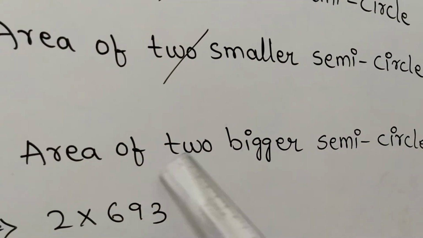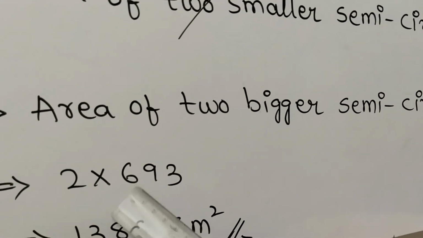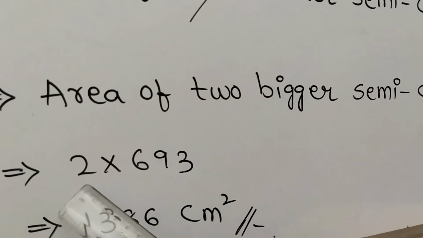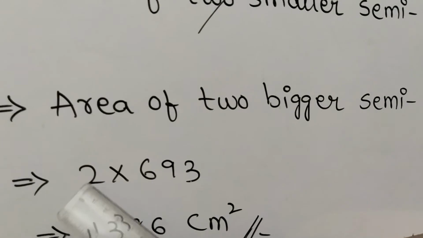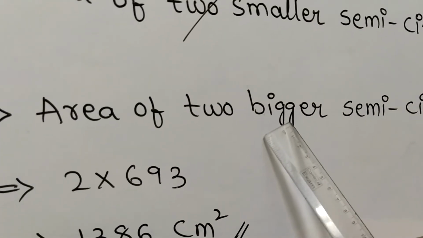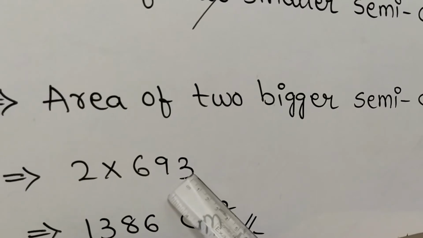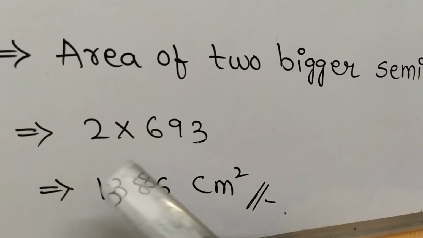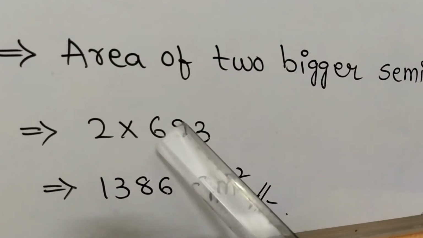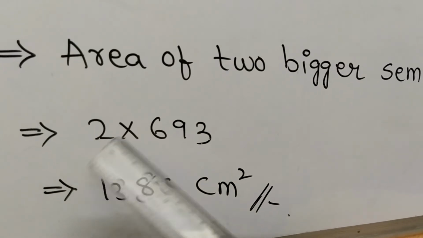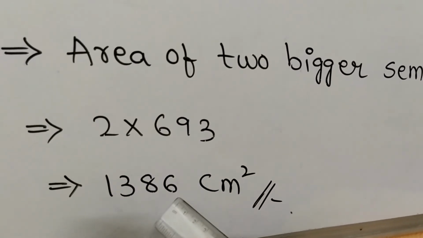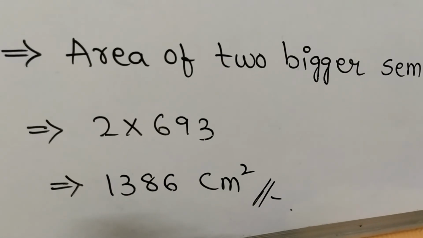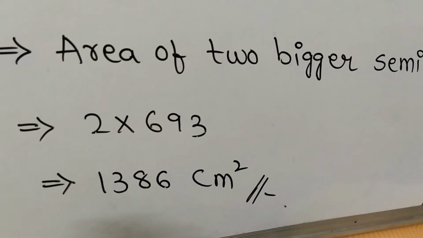Now what is the area of one bigger semicircle, students? It is 693. For two bigger semicircles, you have to multiply 693 with 2. We have already found the area of the bigger semicircle, so now it is 693. Therefore 2 into 693 will be 1386: 2 threes are 6, 2 nines are 18, take 1 carry, here 8 will be there, and 2 sixes are 12 plus 1 is 13. 1386 centimeter square. Therefore the area of the required shaded region is 1386 centimeter square.